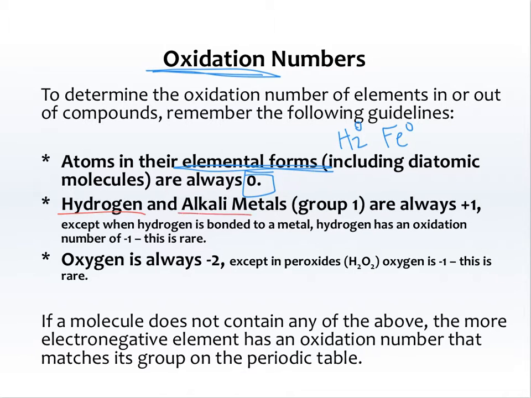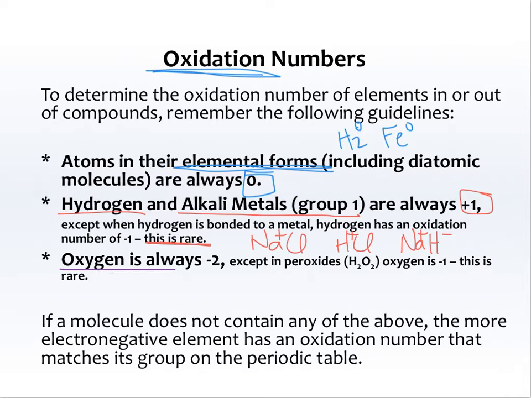Hydrogen and alkali metals, or group 1, are always +1 when they're in a compound. That is, except when hydrogen is bonded to a metal, hydrogen has an oxidation number of -1, but this is really rare. So if you had NaCl, then the Na would be +1. If you had HCl, then the H would be +1. If you had NaH, the alkali metal is going to be your +1, but hydrogen will be -1. But that's a really, really rare circumstance. You're not going to come up with that very often.